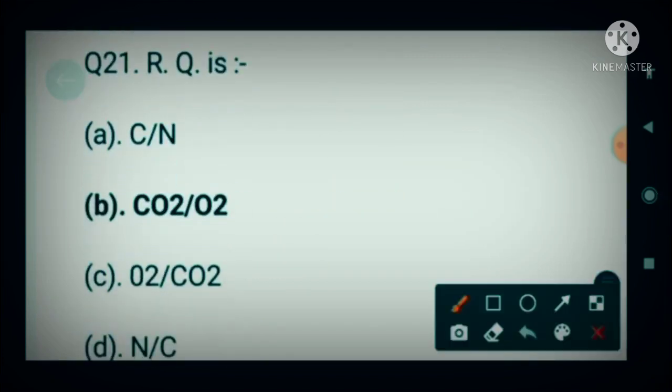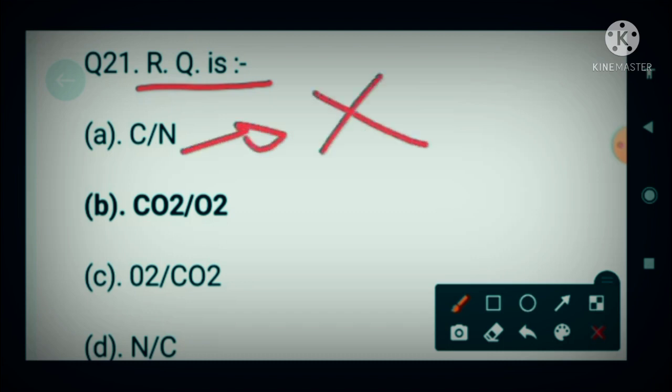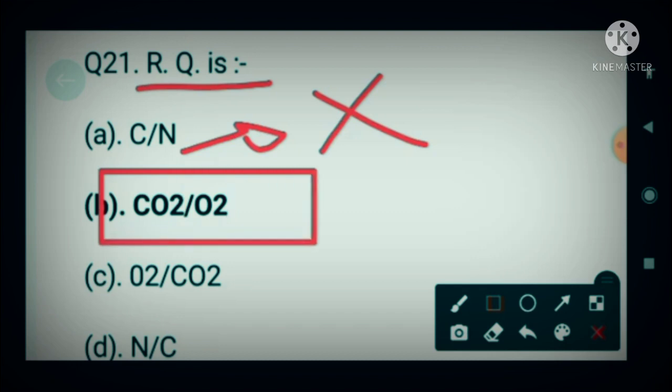Next question is: respiratory quotient is the volume of carbon dioxide evolved to the volume of nitrogen utilized. No, but the real definition of respiratory quotient is the volume of carbon dioxide evolved to the volume of oxygen utilized.